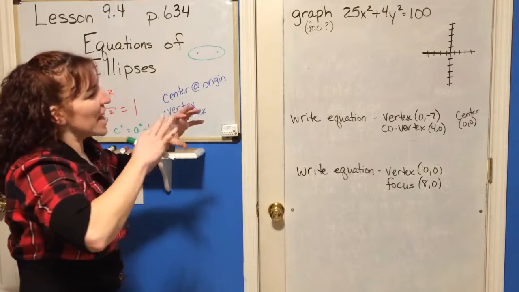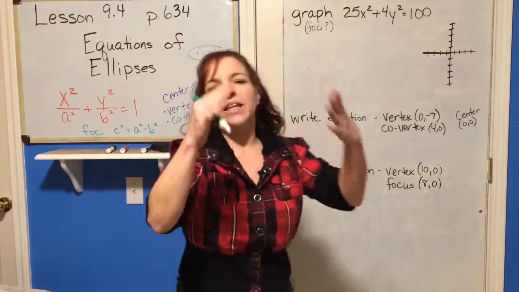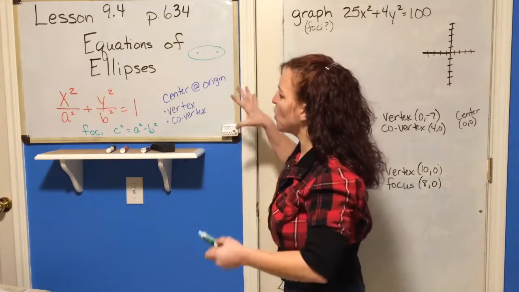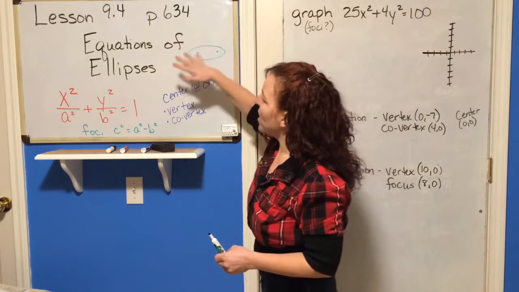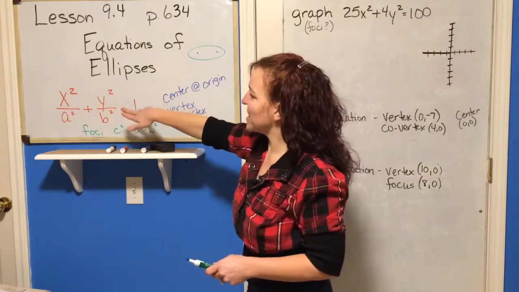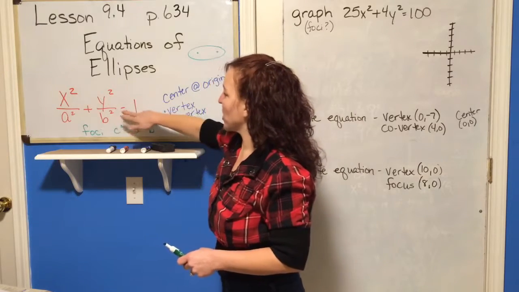So for today, that's not going to be as important. We are going to need to find them, and it'll become more important in a different lesson. So for right now, you just need to know that they're in there. All right. The equation for an ellipse is x squared over a squared plus y squared over b squared equals 1.